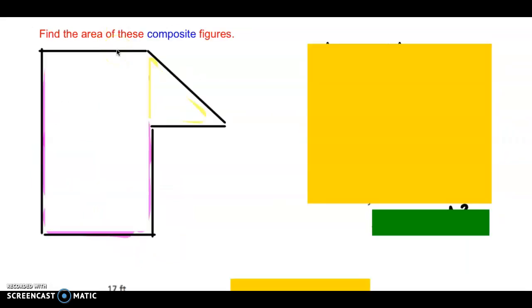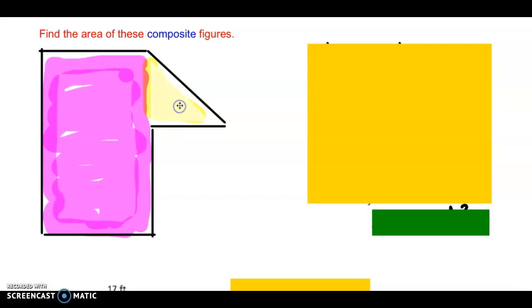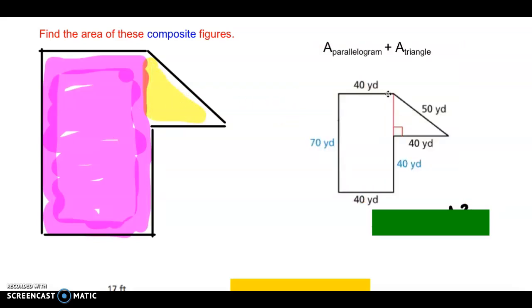Now, how do we find the area of these composite figures? Well, hopefully if you're looking at something like this, you say to yourself, it looks like there's a parallelogram and a triangle. So in the book, you'll see one that looks just like this. I'm going to give you a minute to see if you can figure out the area of this total shape. Remember, you're going to find the area of the parallelogram and then find the area of the triangle and add them together. So go ahead and pause.